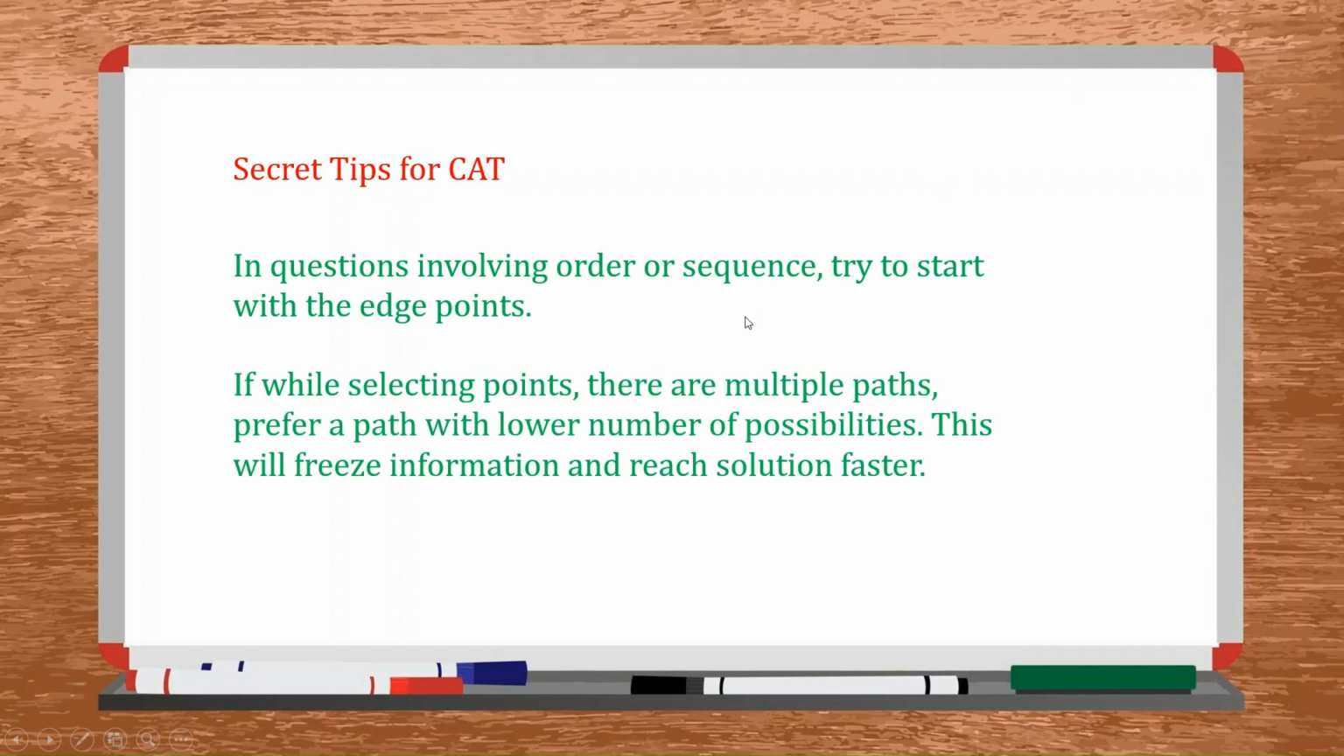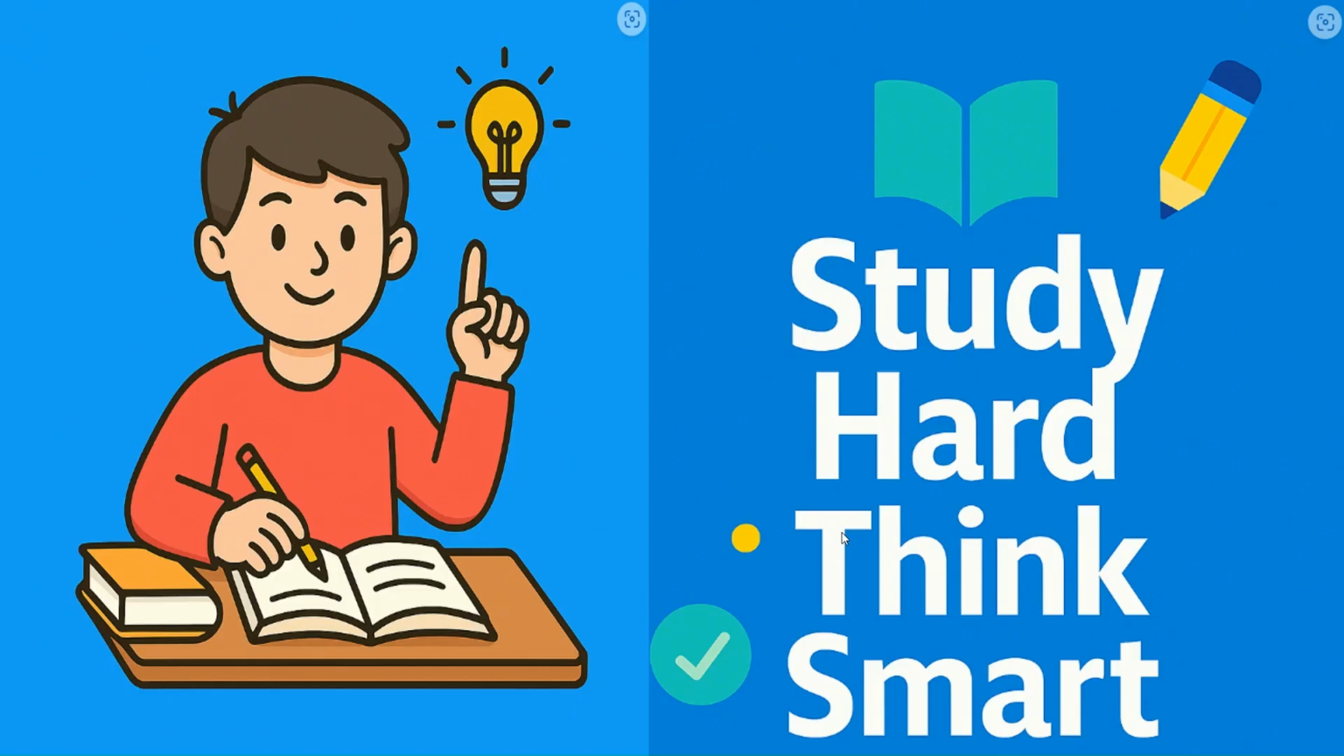Next is, when you are trying to select nodes while solving a problem, always prefer a path where the number of possibilities is lower than the other. This will actually freeze the information faster, as we have seen. If we would have gone with the node of 9 first, then we would have to evaluate more possibilities, and that would have reached the answer, but we would have taken a lot of time. So these tips will help you solve problems faster in CAT.